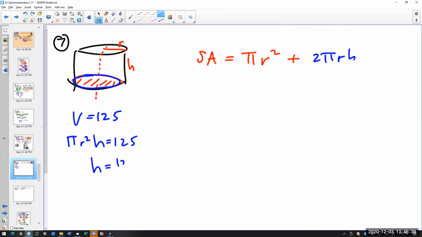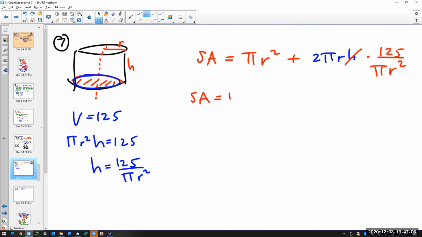You have a choice. You can solve for h or you can solve for r. How many of us want to solve for r? Nobody? Okay, we're going to solve for h. Everybody sees that h is the easiest one to solve for. So you're going to bring it over here, and you're going to put 125 over pi r squared. When you do that, 2 things cancel out. Do you see it?